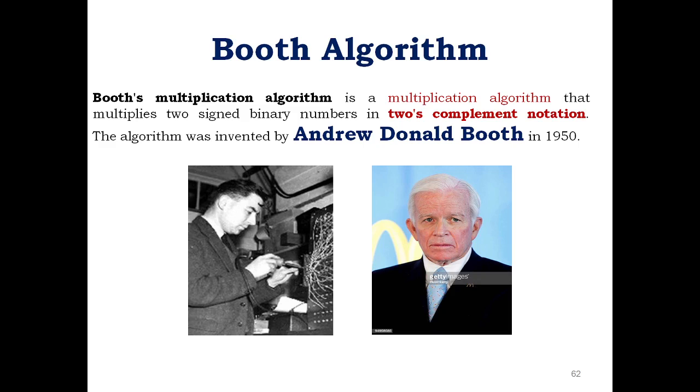Booth multiplication algorithm is a multiplication algorithm which is used for two signed binary numbers in 2's complement notation. The algorithm was invented by the scientist Andrew Donald Booth in the 1950s. Andrew Donald Booth was a British electrical engineer, physicist, and computer scientist who was an early developer of the magnetic drum memory for computers. He is known for his algorithm, that is Booth's multiplication algorithm.